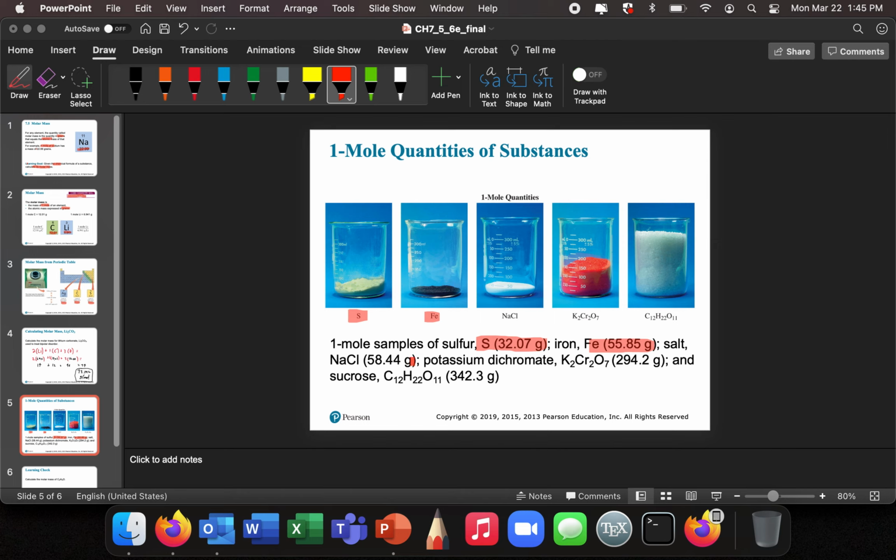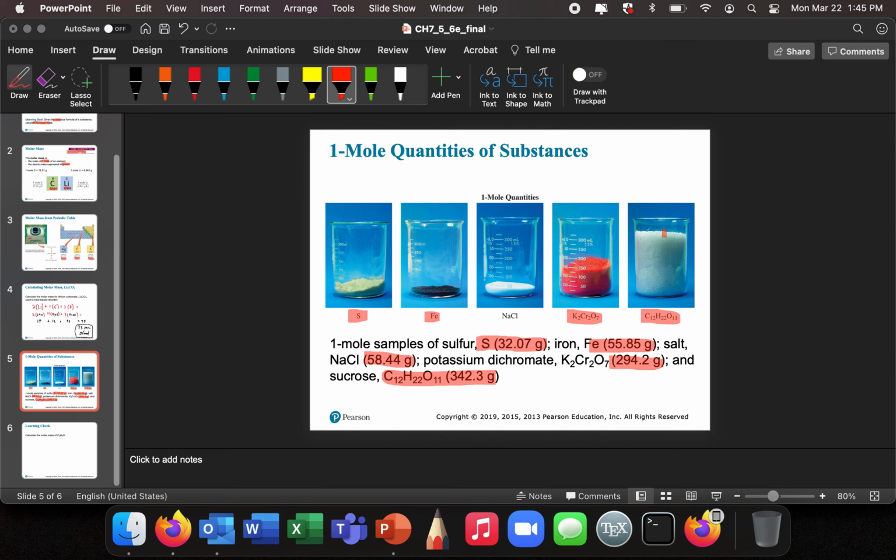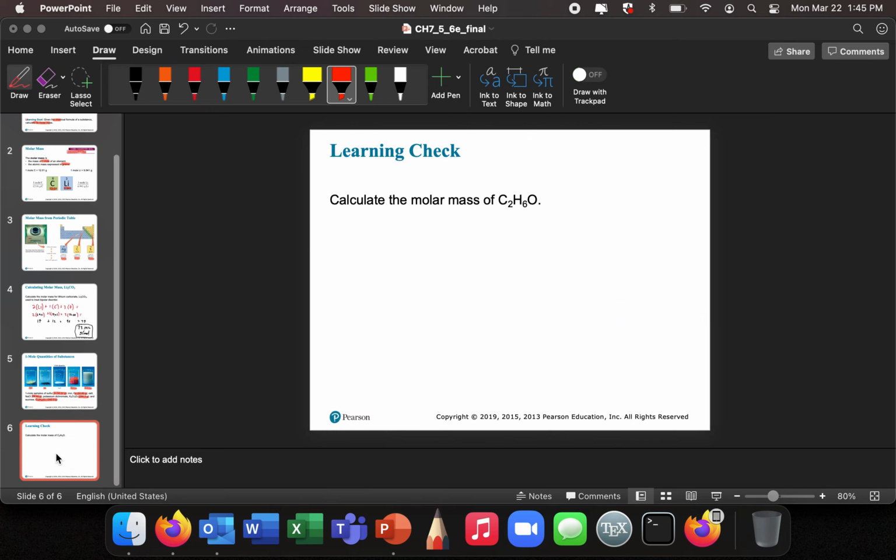1 mole of salt is 58.44 grams, right? Potassium chromate is 300 grams, and sucrose, which is table sugar, is that many grams. Look at that. There's sucrose there. So these are all 1 mole quantities of each of these different substances. It gives you a sense of the fact that it's not really intuitive when you look at it, right? Because the molar mass is the grams of 1 mole of that substance, right?